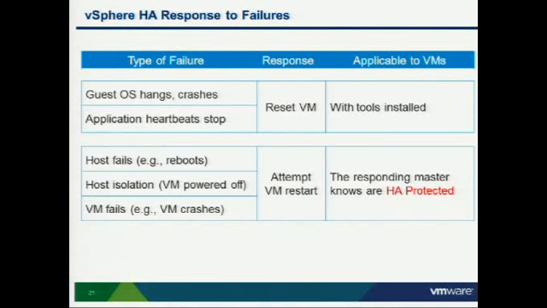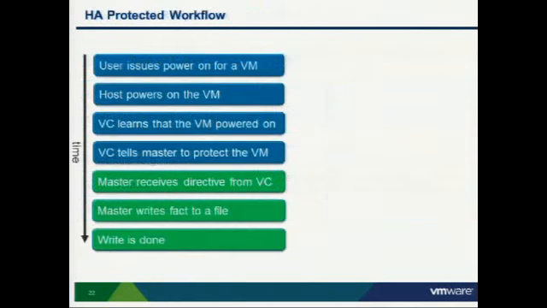Now, the master that recognizes that failure and responds to that failure is only going to restart the VMs that are HA protected. So HA protected is a new concept in 5.0. To understand what HA protection is, let's look at the workflow that leads to a VM becoming HA protected. That workflow is diagrammed here with 7 steps. Time runs down the chart.